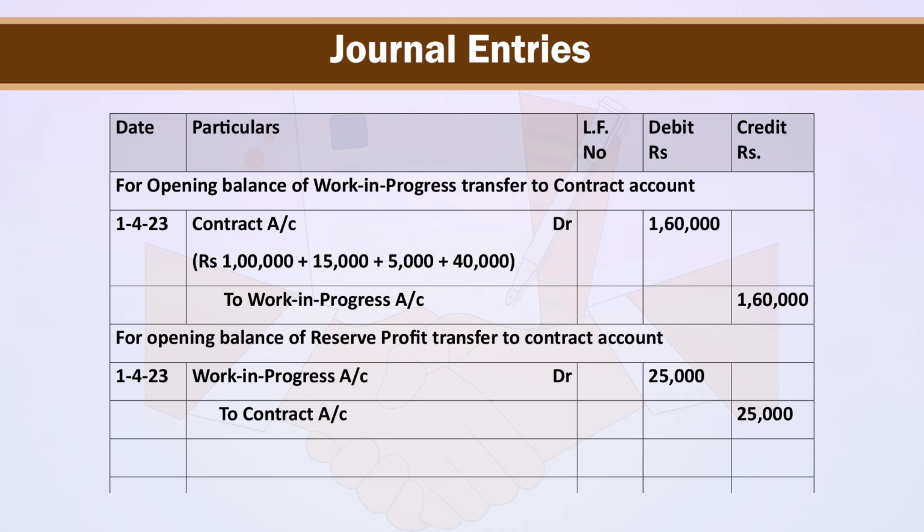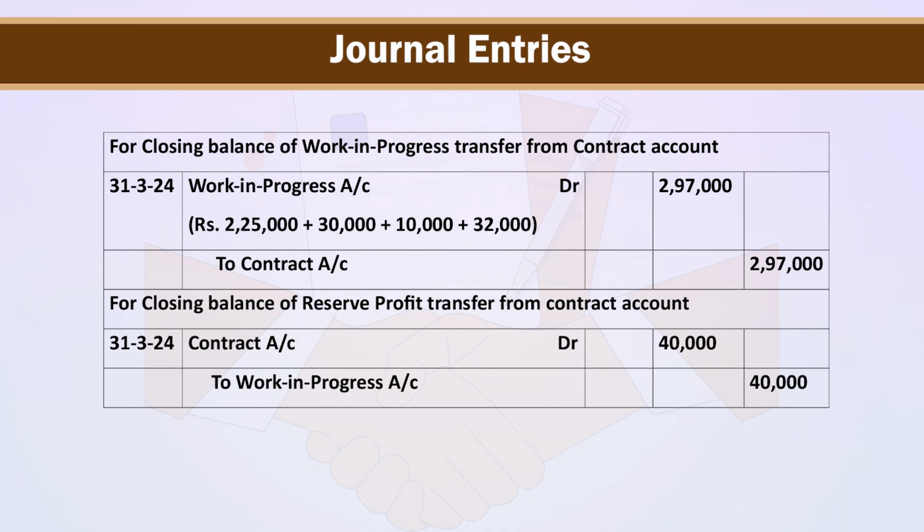First journal entry on 1st April 2023 for opening balance of work in progress transferred to contract account. Entry is contract account debit rupees 1,60,000 to work in progress account rupees 1,60,000. For opening balance of reserve profit transfer to contract account on 1st April, work in progress account debit rupees 25,000 to contract account 25,000.